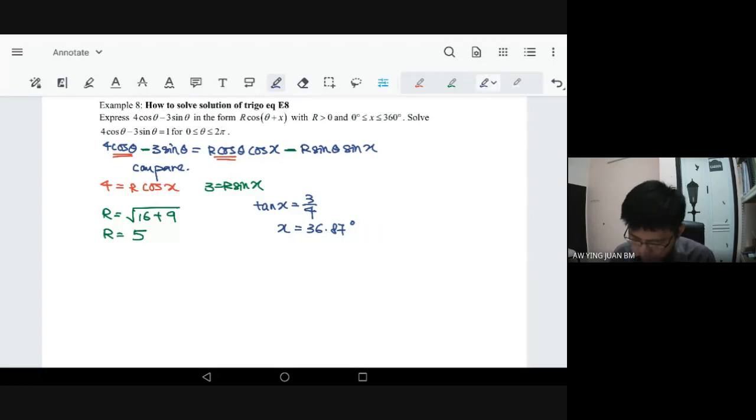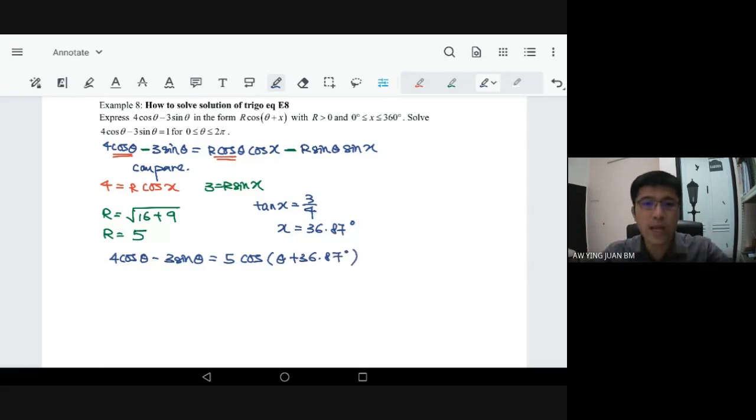So finally, express your answer. 4 cos theta minus 3 sin theta is equal to 5, and then cos bracket theta plus 36.87. So this is how we answer the first part. Here sometimes there is 4, sometimes there is 3. It depends. If it is like this only. Settled? So done for the first part.